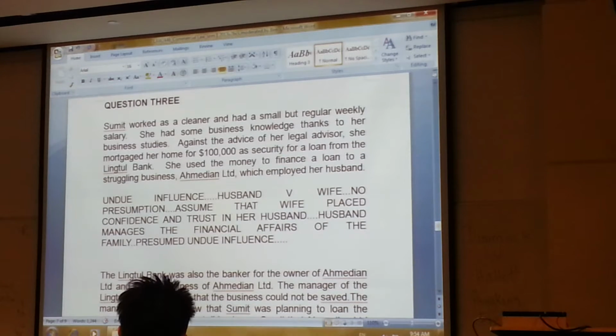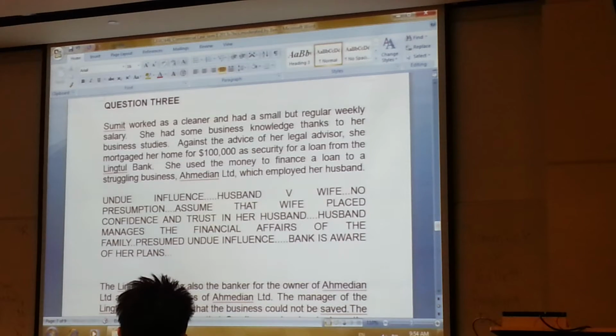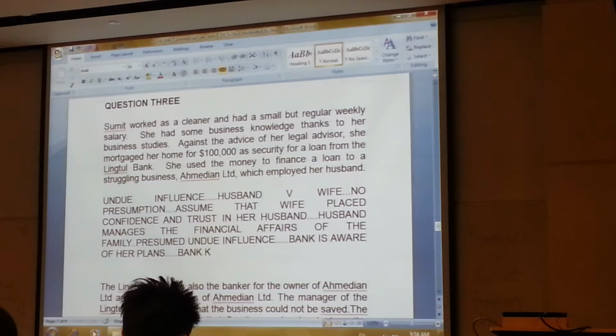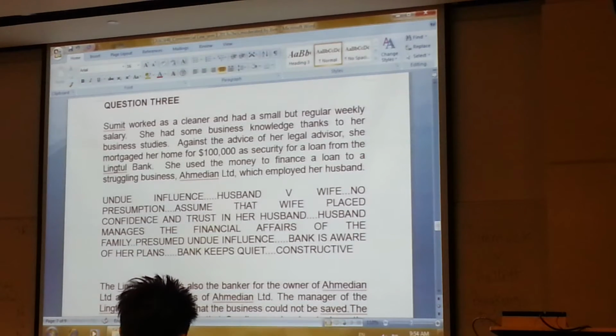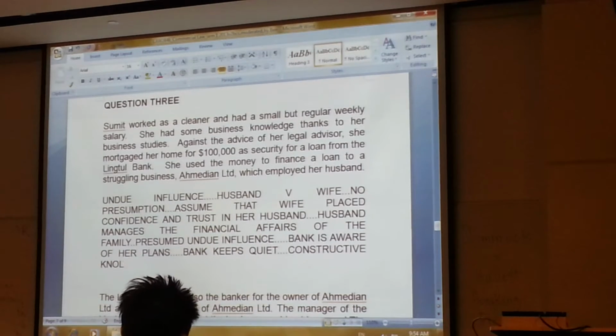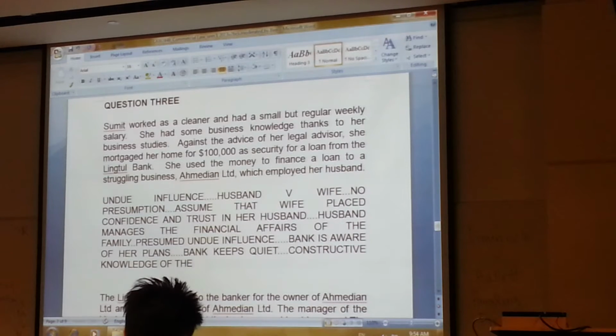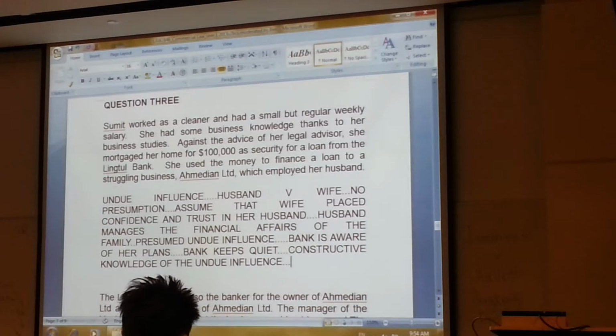So here comes the bank. The bank is aware of her plans, but keeps quiet, class. And here you might add that because the bank keeps quiet, they have what is called constructive knowledge. They might know that the wife is trusting the husband. She has reposed trust and confidence in him, and in fact the trust seems to be misplaced. So here they keep quiet.